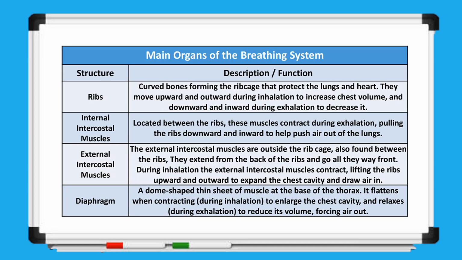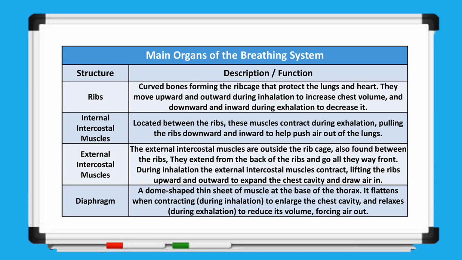Now, let's look at this table that shows the main organs of the breathing system and discuss their structure and function one by one. Talking about the ribs. First, we have the ribs. These are curved bones that form the rib cage, providing a strong yet flexible structure around the chest. Their main function is to protect the heart and lungs from injury while also helping in the process of breathing.